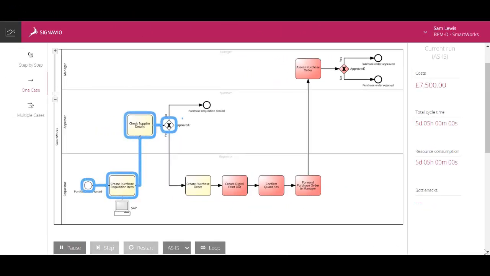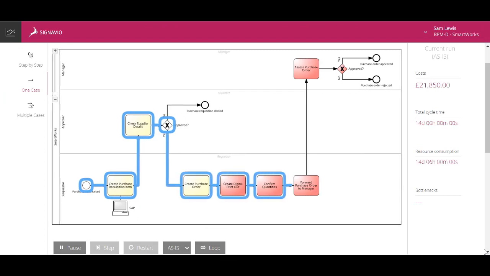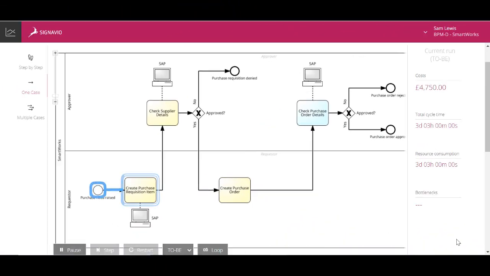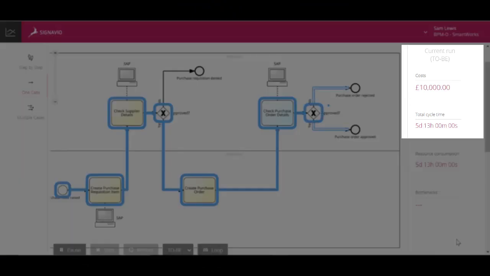We can run a simulation on the as-is process model to see the current cost to the business of the entire approval process as well as the total cycle time. Presently, the cost is £24,050 and the cycle time is 15.5 days. If we compare this to the simulation run on the 2B process model, the cost to the business of PO approval drops to £10,000 and the cycle time reduces to just 5.5 days.